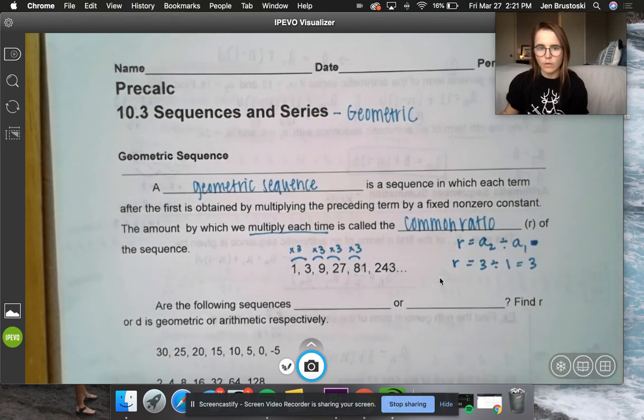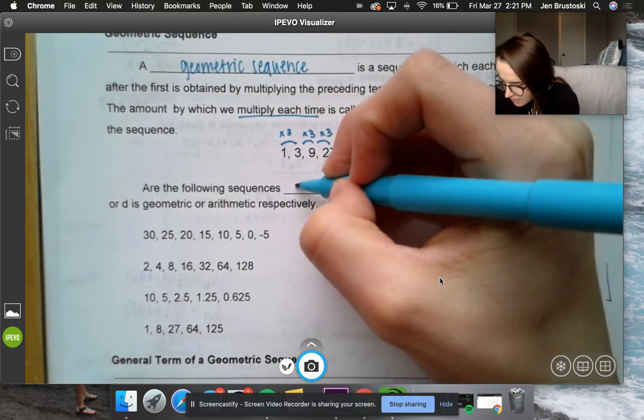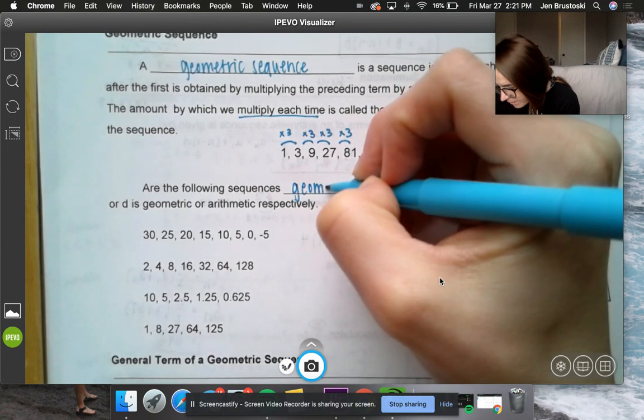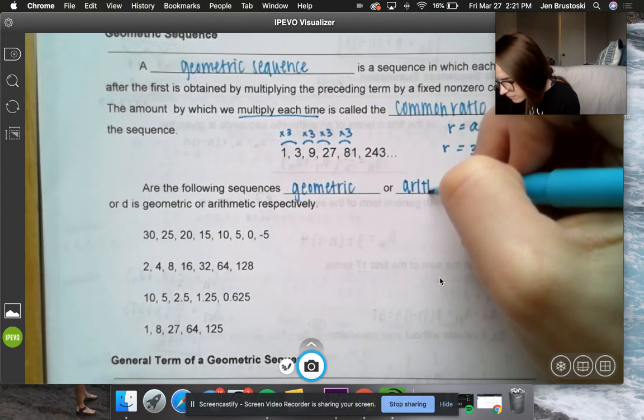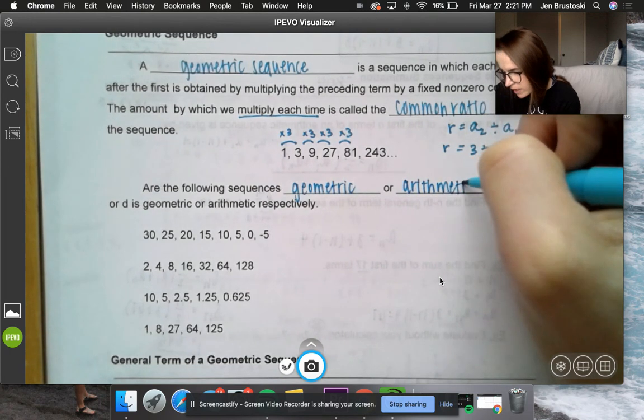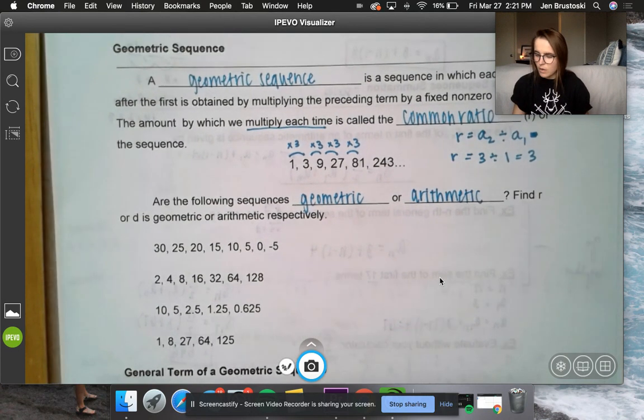In this next part, we're trying to determine whether sequences are geometric or arithmetic. So do we have a common ratio or do we have a common difference? Are we adding or are we multiplying? If we have a geometric sequence, then we want to define r, and if we have an arithmetic sequence, we want to define d.